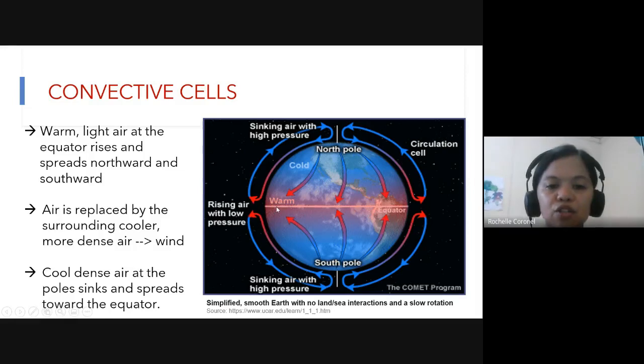Of course, aside from convection, there are other parameters that cause some systems that bring precipitation. It's not only convection; there is also convergence of wind. But we will discuss that in the atmospheric circulation part. So this is just a simple example of convective cells around the Earth.